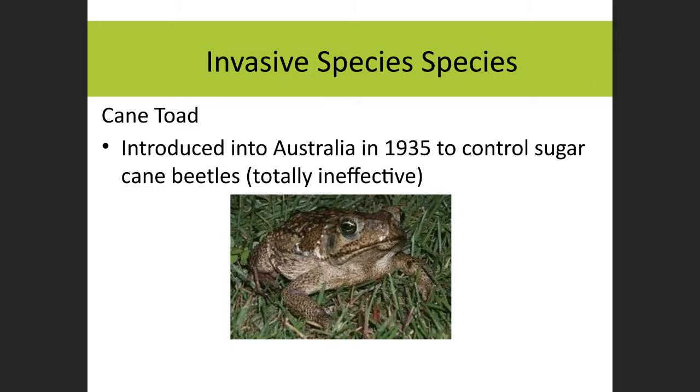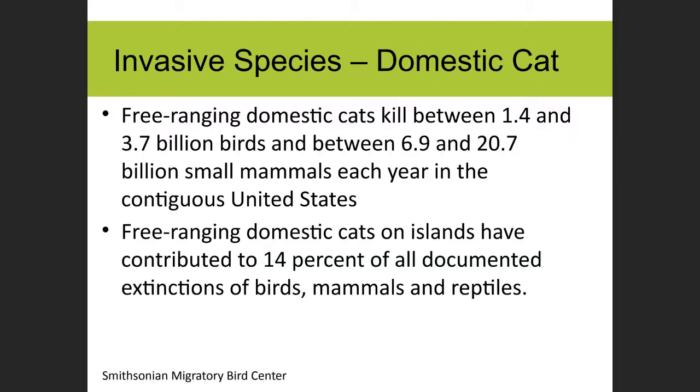And then very close to home, hopefully none of you fall in this category, but the domestic cat is one of the most dangerous introduced species on the planet. They have contributed to about 14% of documented extinctions of birds, mammals, and reptiles. If you have a cat, please, please, please keep it inside.